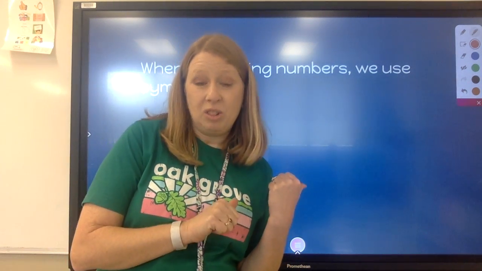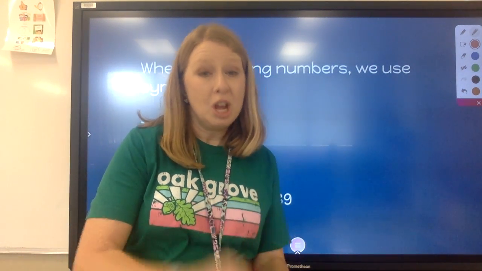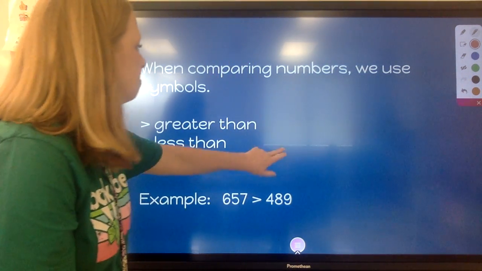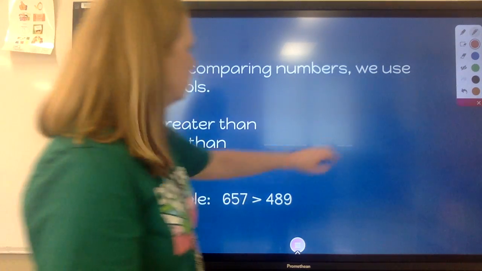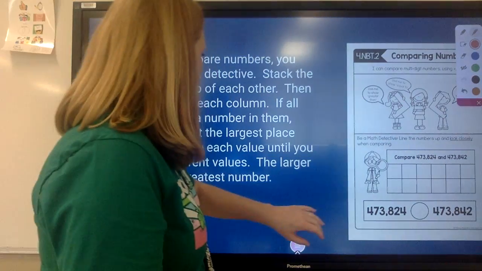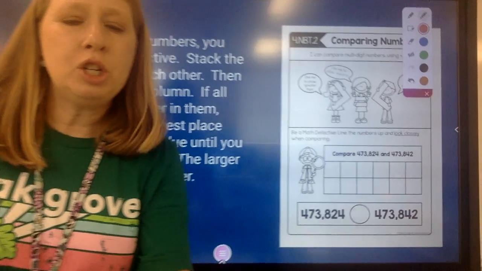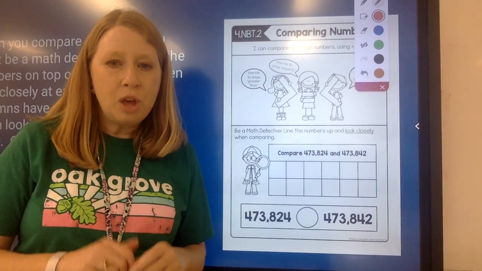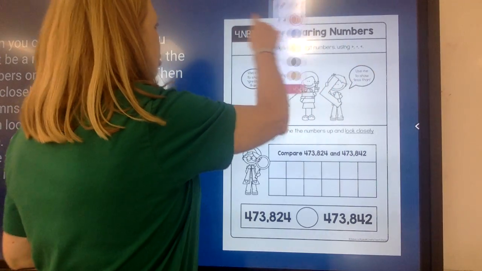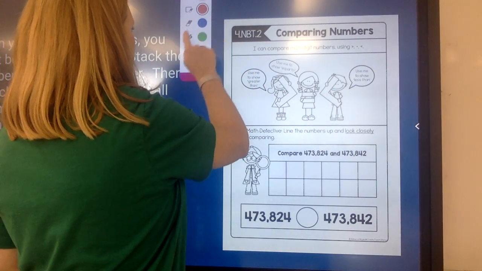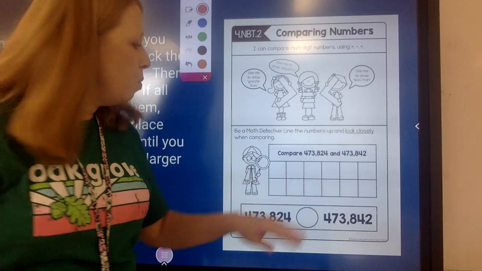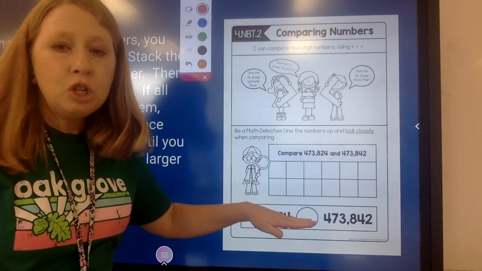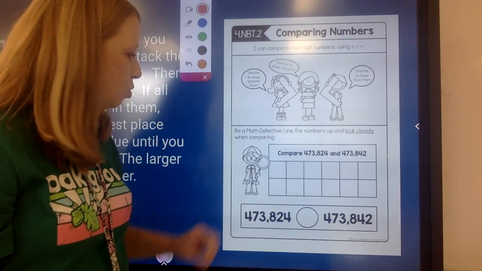Now, let's get back to learning how we're going to compare these numbers. You're going to be a math detective within the next 3 minutes. All right, here's our worksheet for today. When we are comparing numbers, we want to stack those numbers up. So let me show you how to do that. We want to put our two numbers on top of each other. I'm going to show you an example using this little grid.